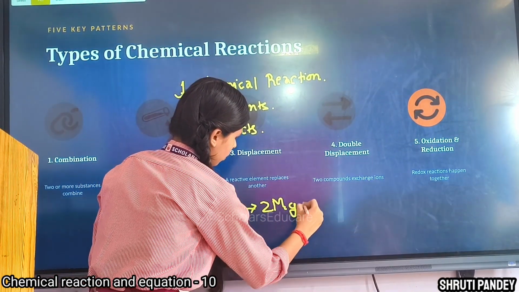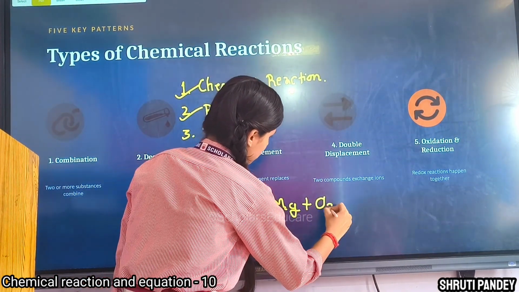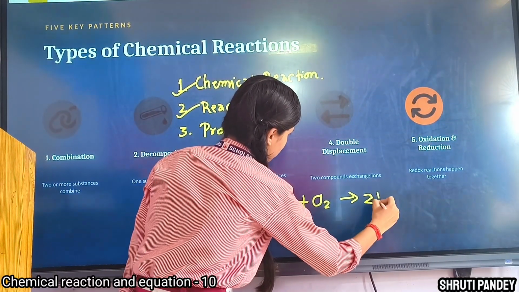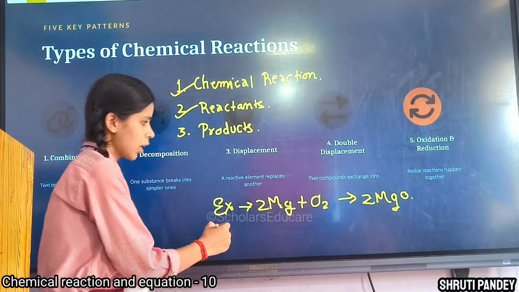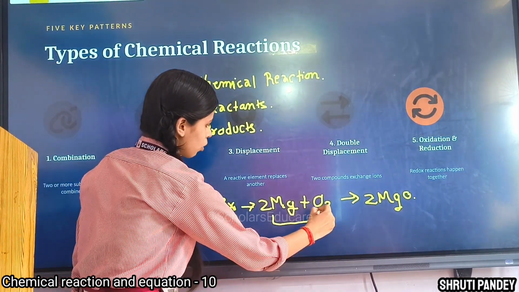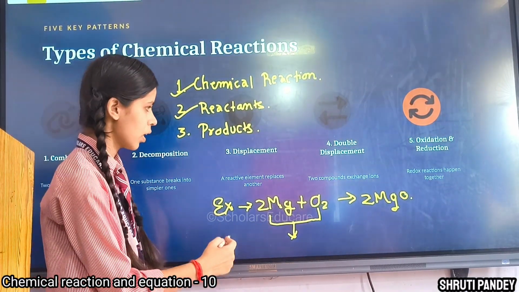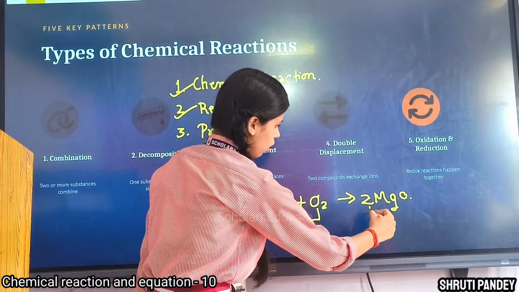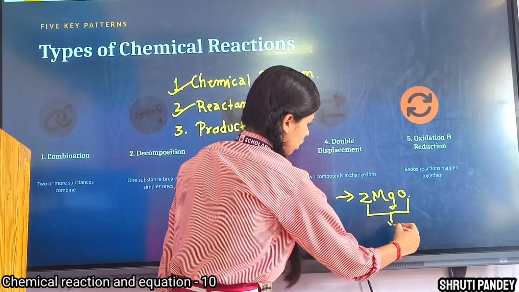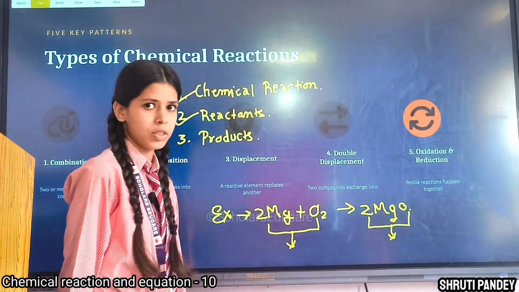For example, burning of magnesium ribbon. 2 Mg combined with oxygen forms magnesium oxide. In this reaction, Mg and O2 combine to form magnesium oxide. So these are the examples of reactants, and the new substance formed is magnesium oxide. So this is the example of products.